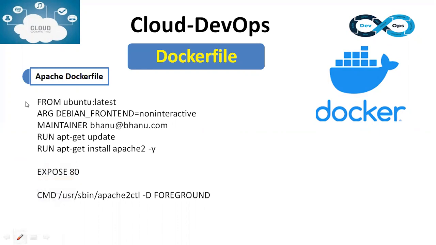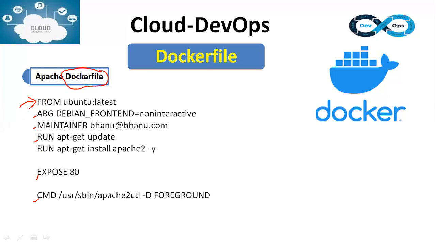If you see here, the first command is FROM. All the Docker commands which you are going to write in the Dockerfile will start with uppercase. And the Dockerfile name itself is Dockerfile, and the starting letter D should be in uppercase. All the commands start with uppercase words. FROM is a command, ARG is a command, MAINTAINER is a command, RUN is a command, EXPOSE is a command, CMD is a command. Like this, we have multiple Dockerfile commands. These are used to create the Dockerfile.